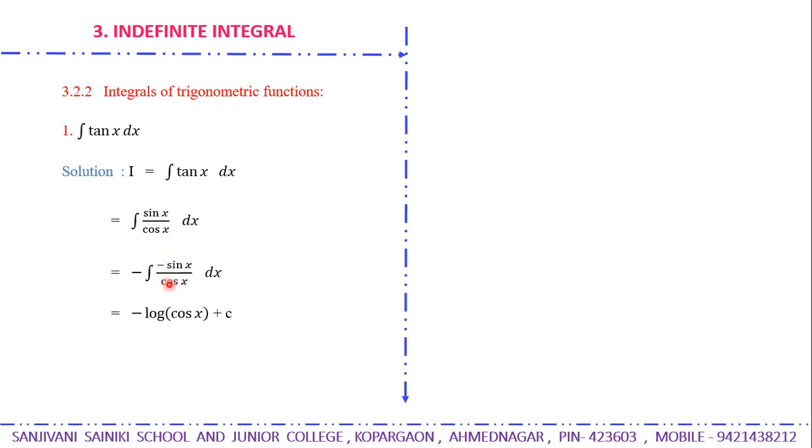Now you see here the numerator contains the derivative of the denominator, so it is in the form of f dash of x upon f of x. So what is the integral? Log of the denominator, log of cos x plus c. Now this minus sign we can take inside as an index. You can write it as log of cos x raised to minus 1, so you can write log of 1 upon cos x, or you can write log of sec x plus c. They are the same. Okay, log of sec x plus c. So this is the integral of the given function.